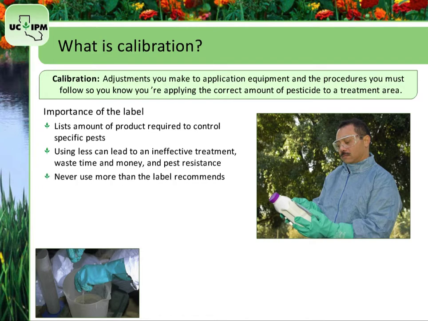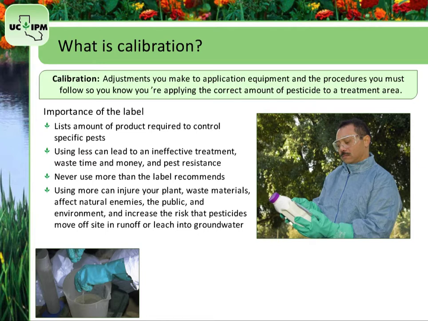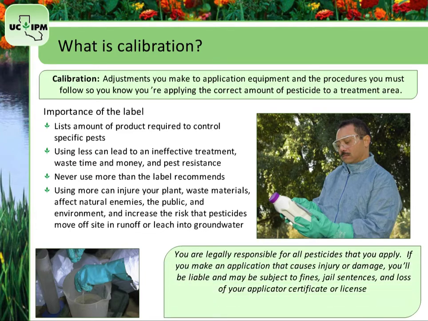Using more than the label specifies wastes materials and can injure treated plants. Applying pesticides at higher than the label rate can adversely affect non-target organisms such as natural enemies, present a greater health hazard to the applicators and the public, and negatively impact the environment. Finally, there is a higher risk of pesticide moving off-site in runoff or leaching into groundwater when more than labeled rates are applied. For a more in-depth look at this issue, see the Urban Pesticide Runoff and Mitigation online courses available from UCIPM.